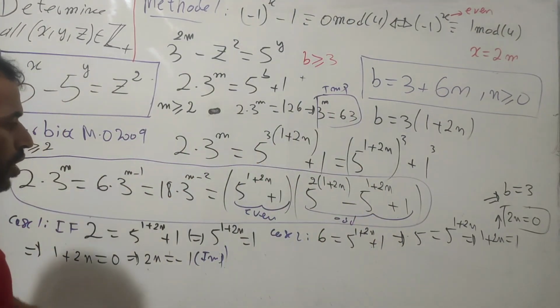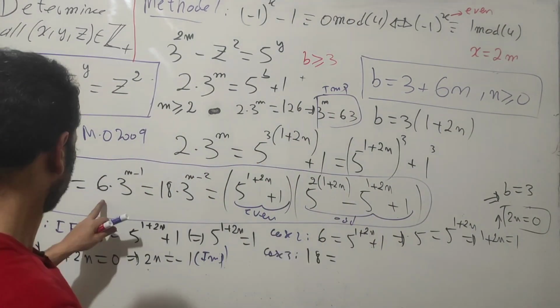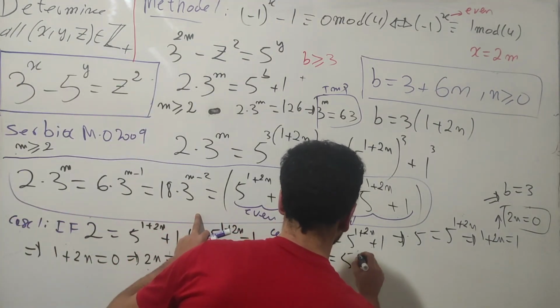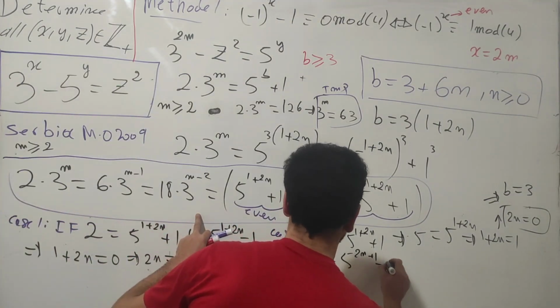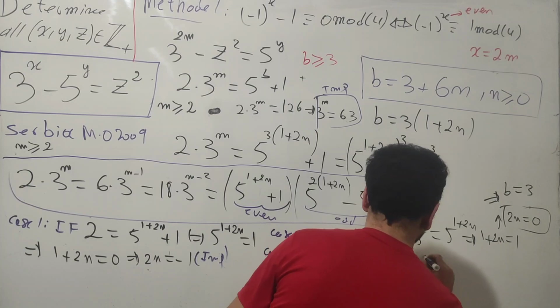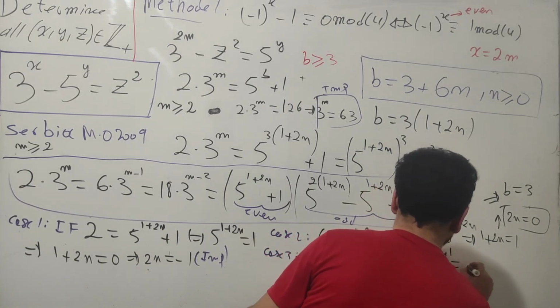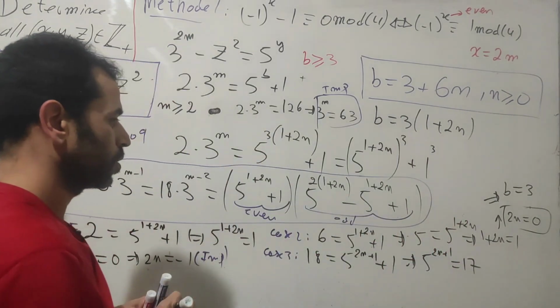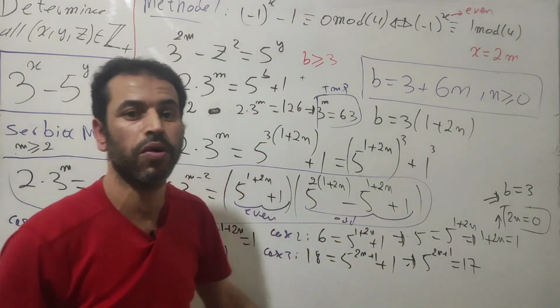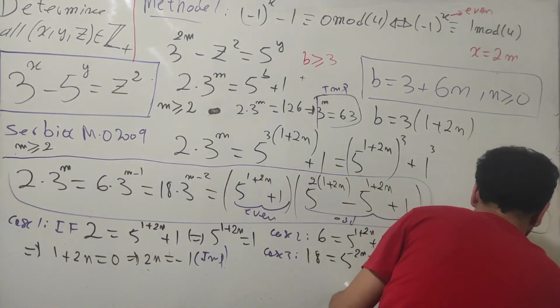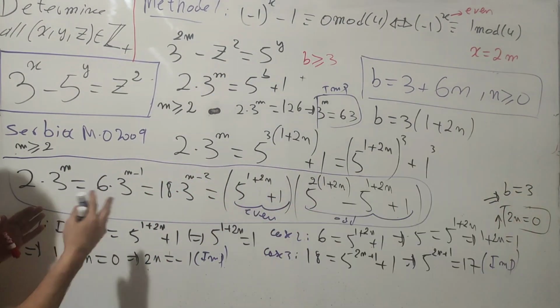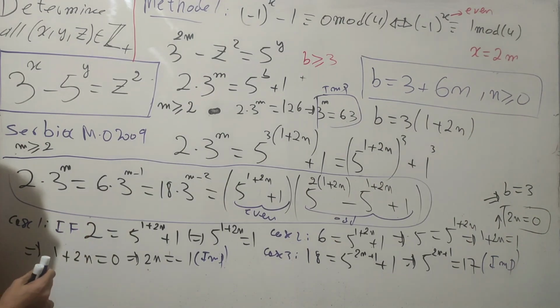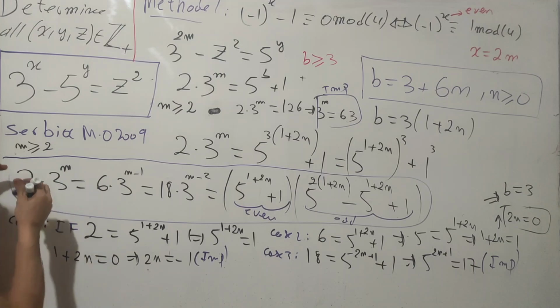Now we are going to check case number 3. I get 18 equals 5 to the 2n plus number 1, plus number 1, which implies 5 to the 2n plus number 1 equals 17. Okay, this one 17 is not a power of 5, which is impossible. So we checked all the cases, none of the cases worked here, which means we have no solutions above this point.